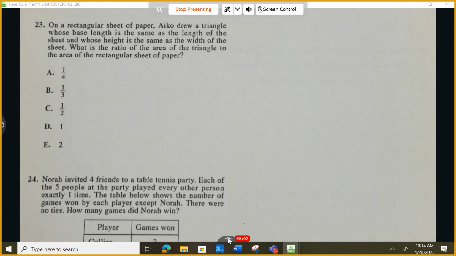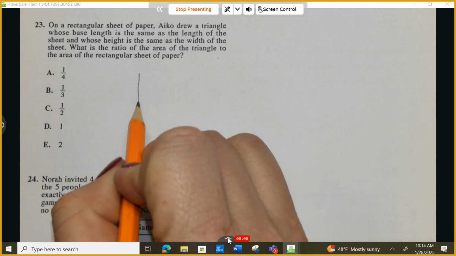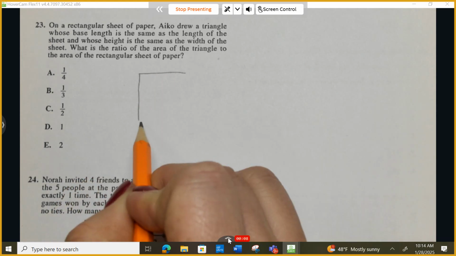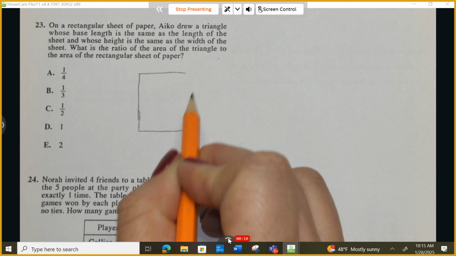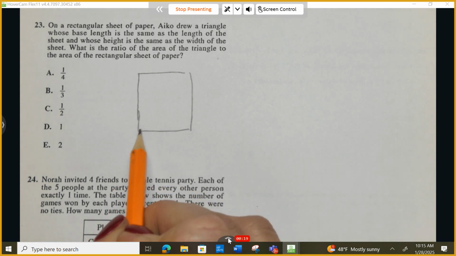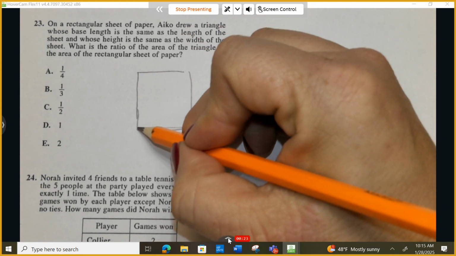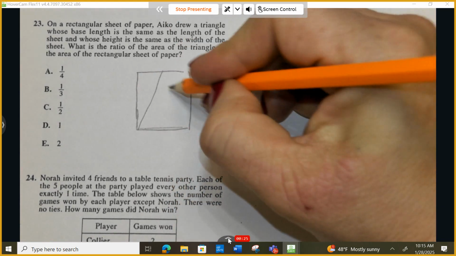I'm going to draw a picture that models this on a rectangular piece of paper. That's the first thing I do: I draw a rectangular piece of paper. Please do the same. This person drew a triangle whose base is the same length as the piece of paper, and height is the same as the width. So my triangle looks like this.